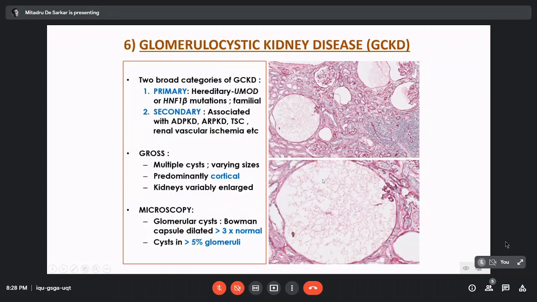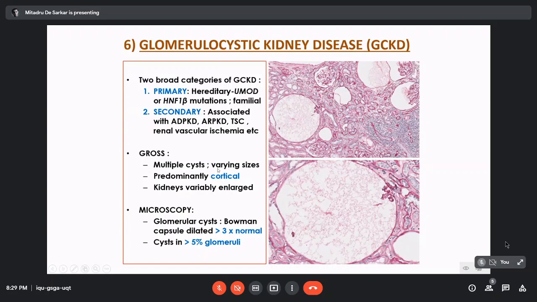Now coming on to the category of the glomerulocystic kidney disease, I have kept this towards the end of the discussion because I believe you will probably not be dealing with an entity of glomerulocystic kidney disease straight off as a primary disease. Most often in your clinical practice, what you will be seeing is that there is significant amount of glomerulocystic dilatation, but it is usually secondary and is happening secondary to diseases like ADPKD, ARPKD, tuberous sclerosis, etc. Whereas the primary ones are some of the diseases which we have talked about in the setting of autosomal dominant tubulointerstitial kidney disease, that is the UMOD mutation or the HNF1 beta mutation.